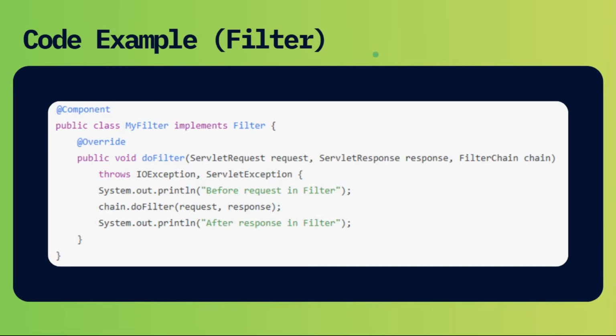Then chain.doFilter(request, response) passes the request and response to the next filter, or if there are no more filters, to the dispatcher servlet and ultimately to the controller. After the request has been processed and the response is coming back, the next line prints "after response in filter". This means that code runs after the controller has handled the request. This simple example shows how filters can run code both before and after the request hits your controller, making them perfect for tasks like logging, security checks, or modifying the response.